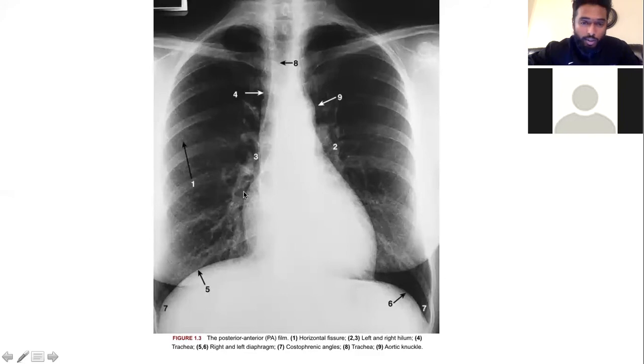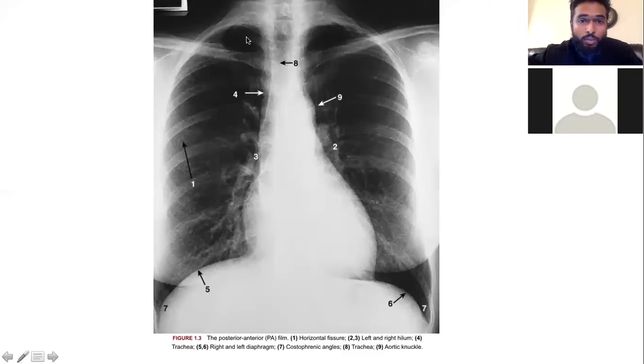So this is the hilum, right? And then these are the ribs. You see how these ribs curve, right? So if you count down to the sixth rib: 1, 2, 3, 4, 5, and 6. Actually, hold on. 1, 2, 3, 4, 5, 6. So if you draw a line from the hilum to the lateral border of the fifth or sixth rib, that's your horizontal fissure.